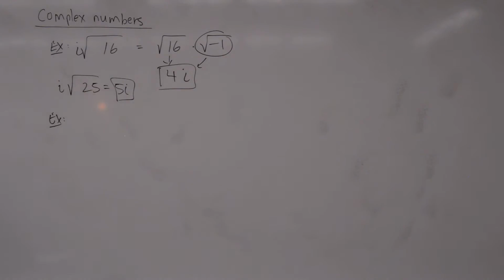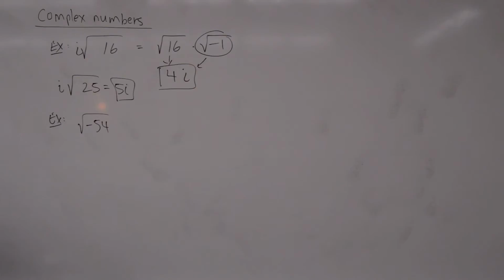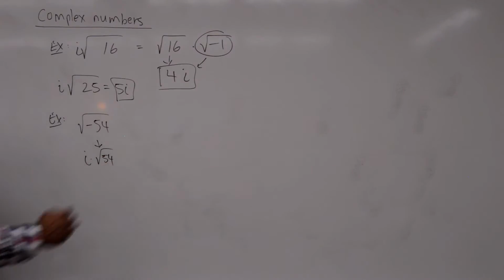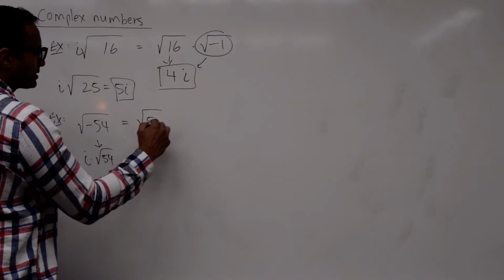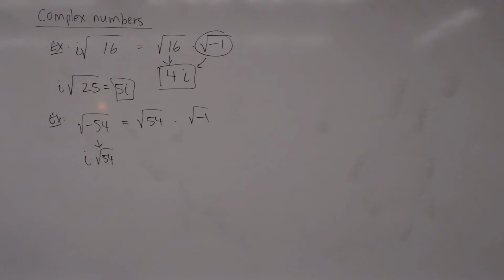Next example. Let's take the square root of negative 54. Again, if you want the shortcut, you can say this equals i times the square root of 54. If you don't want the shortcut, no worries. You can break this up as the square root of 54 times the square root of negative 1. Either way, we have to simplify the square root of 54.